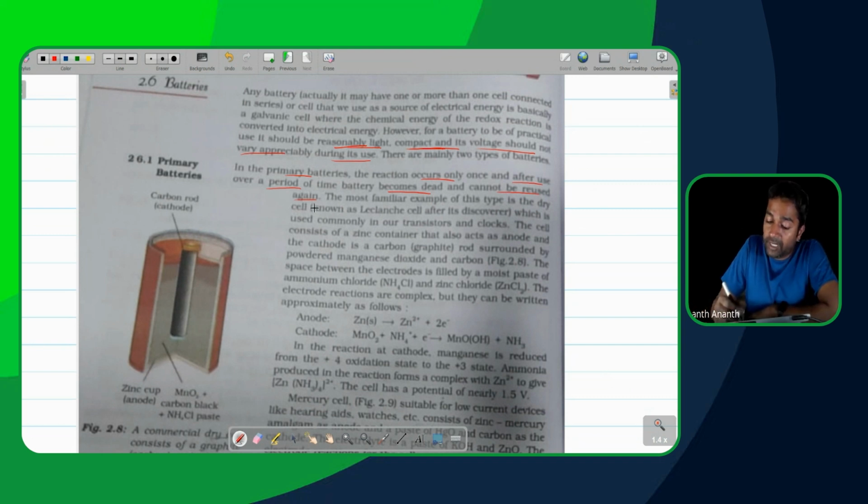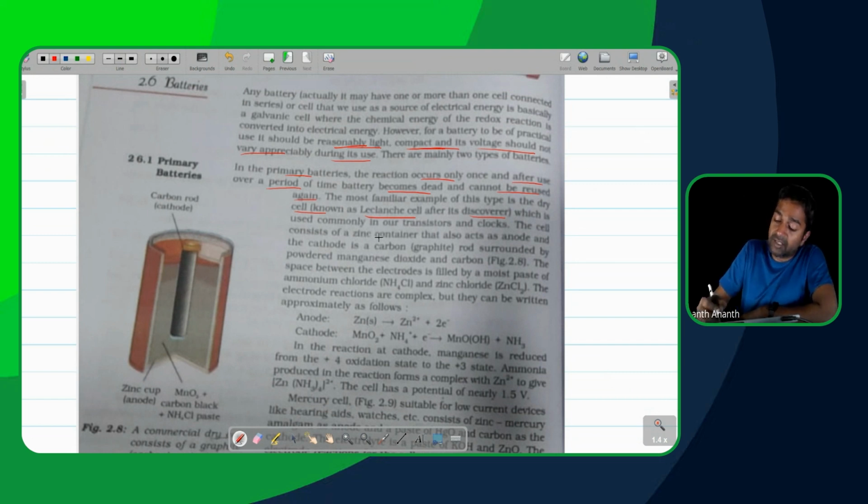The most familiar is going to be the dry cell, which is also called the Leclanche cell. Leclanche cell is basically named after Leclanche, who was its discoverer, which is what they're mentioning here. Okay, so this is used everywhere. This is your normal pencil battery, LED cell, whatever you want to call it.